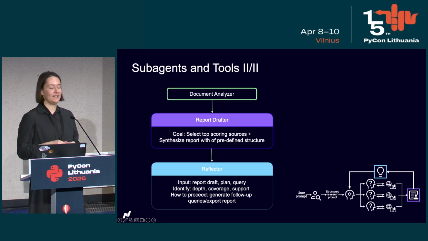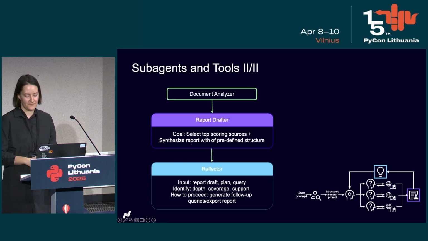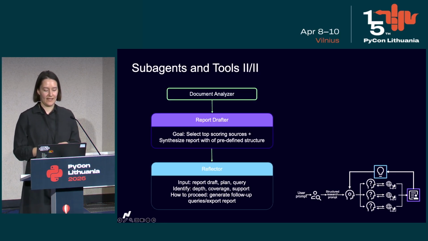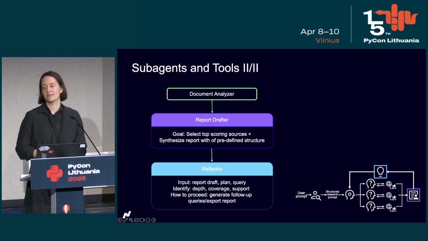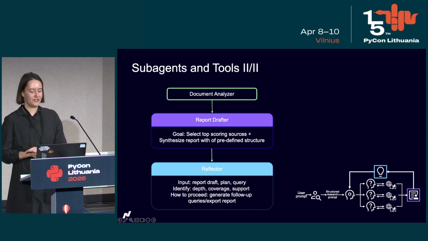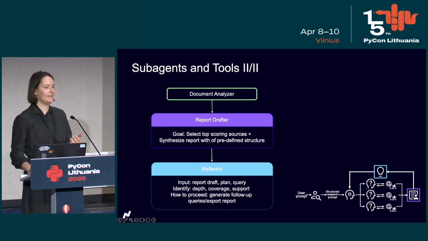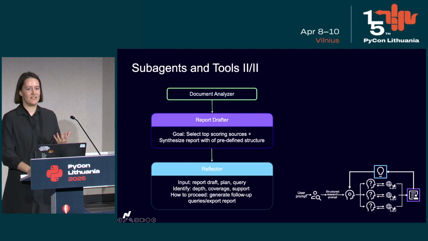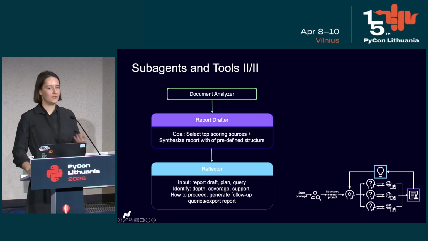Here, the reflector can list the gaps, for example, lacks of coverage, and come up with some follow-up queries to ask in the following iteration. After all of this, it comes up with a score and decides how to proceed. Is it enough research, or do we go again?